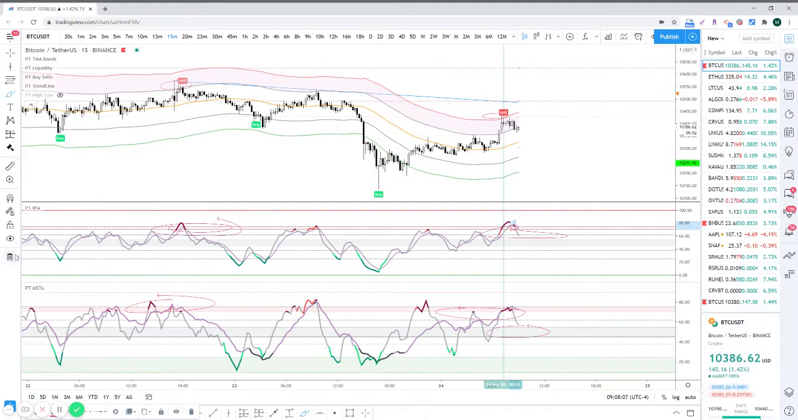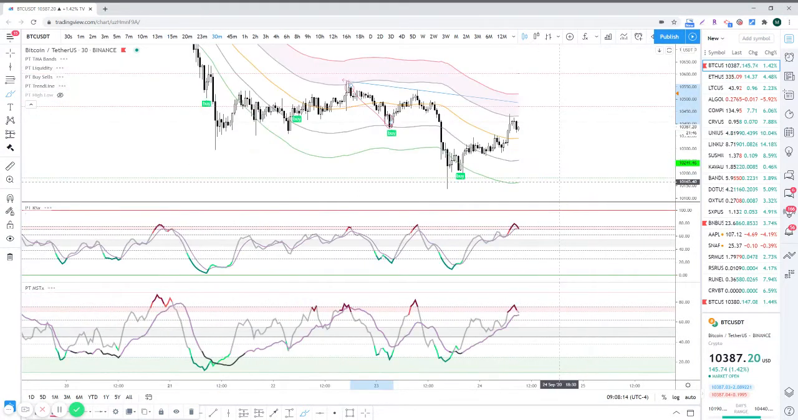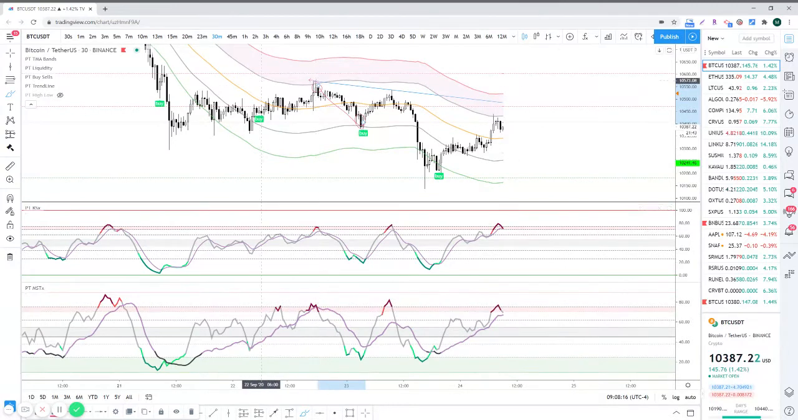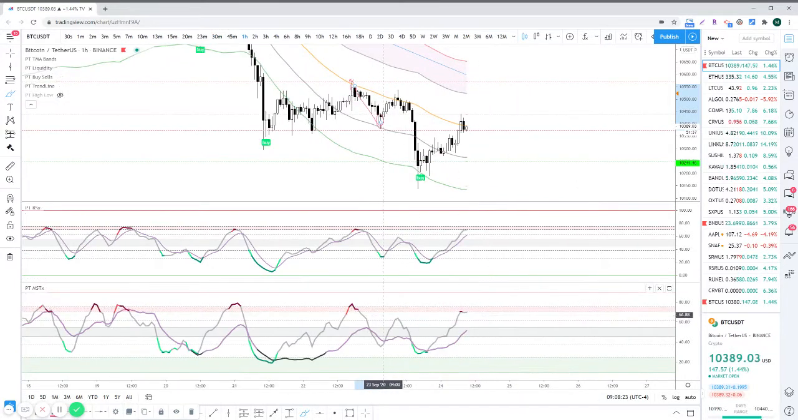See how beautifully this short panned out over here? It went back down here. I'll tell you why. Okay, I'll explain it this way. 1 hour is exhausted over here, but it's not exhausted over here. So technically speaking, we're still going to chop around over here a little bit before we make a significant move in the other direction.